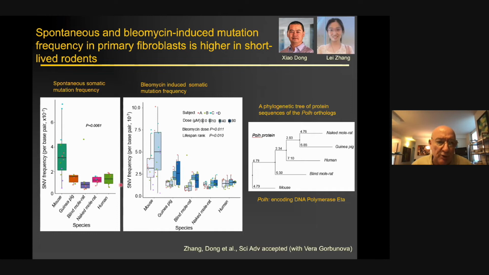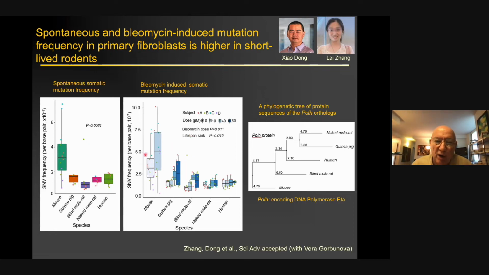But we did a limited number, and when you do that, and you take cells, in this case, primary lung fibroblasts, that Vera took for us from these species, then you see that only the mouse has a significantly higher spontaneous mutation frequency. The other species don't really show that. But if you now give them a challenge, you take these cells and you challenge them with different doses of bleomycin, which is a clastogen, but it also induces point mutations.